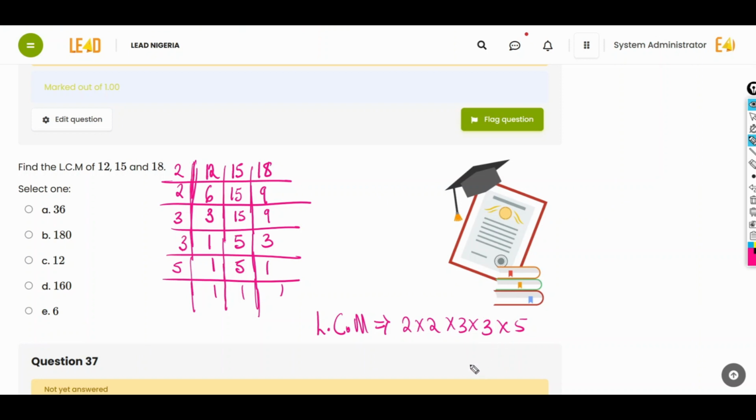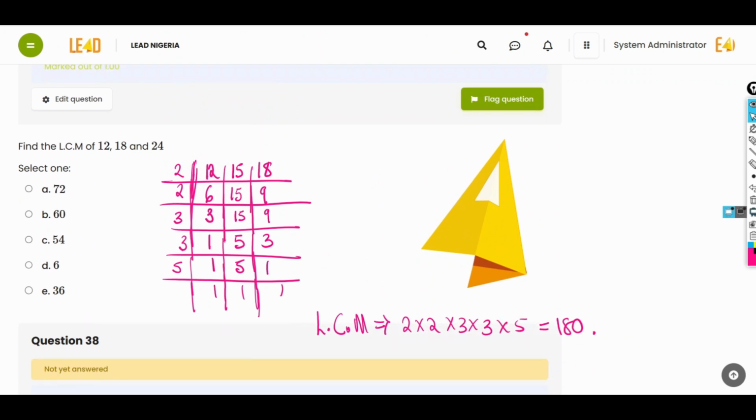Okay, so let me do that again. 2 times 2 is 4, 4 times 3 is 12, 12 times 3 is 36. Oh, 36 times 5 is 180. So the answer is 180. B.